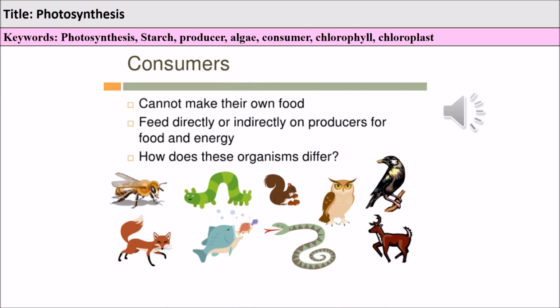Our next keyword is consumer. So we are consumers, and most animals are going to be consumers because we can't make our own food. We are not producers. Mammals aren't producers. Cows, dogs, cats, all of those are consumers. They can't make their own food and they have to use something else to feed from. So we normally feed on other producers or other consumers.